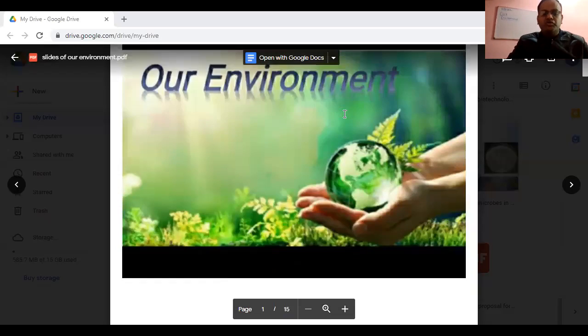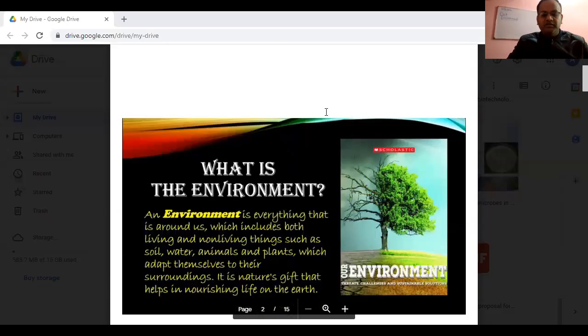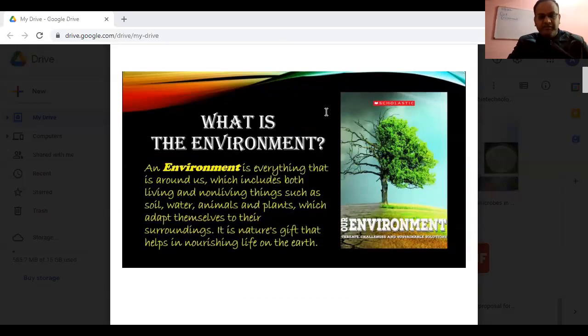Fine. So now we will be seeing what an environment is. Definitely, an environment is everything that is around us, which includes both living and non-living things such as soil, water, animals, plants, which adapt themselves to their surrounding. Definitely, it is nature's gift that helps in nourishing life on Earth.